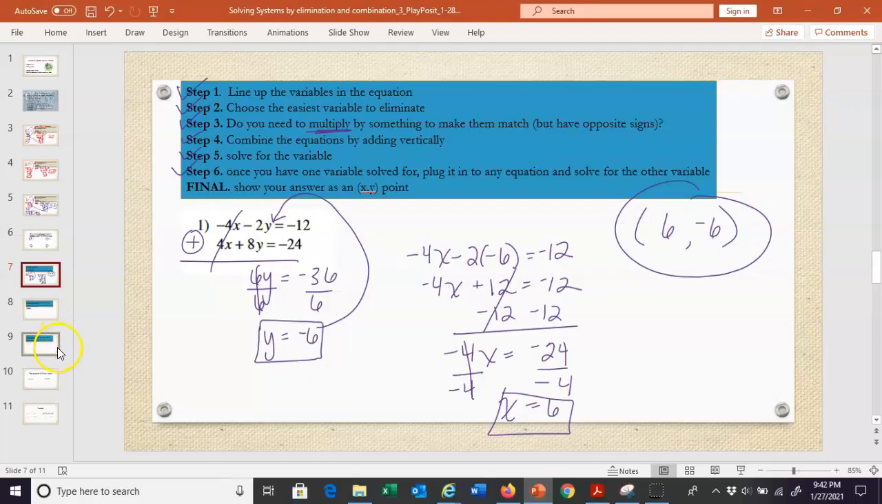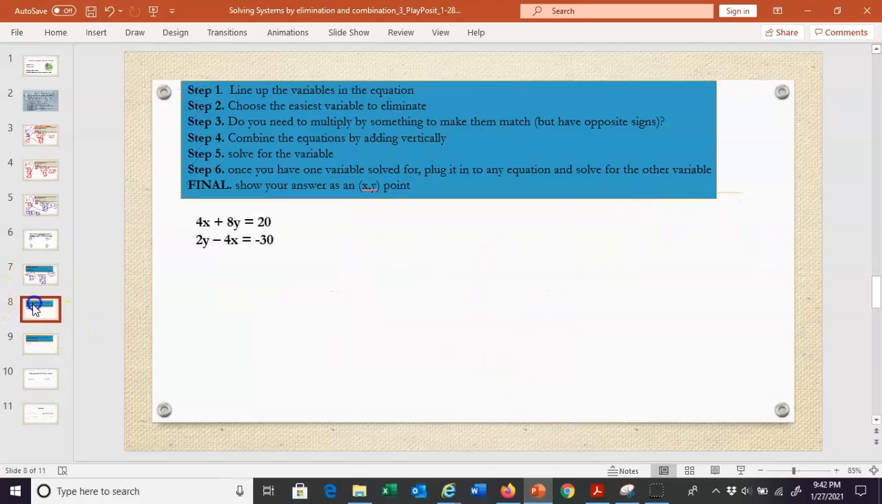So hopefully you'll get to pick your favorite method. A lot of people, their favorite method is graphing. It's very visual. Okay, let's try another one.